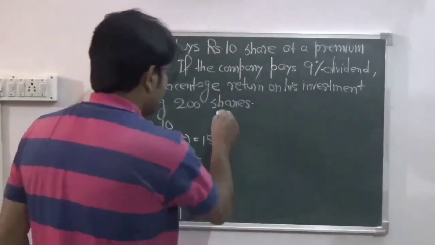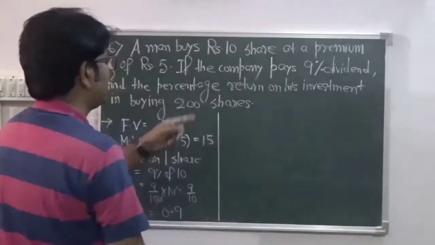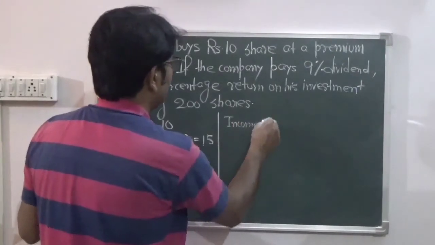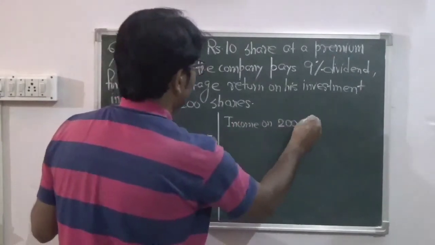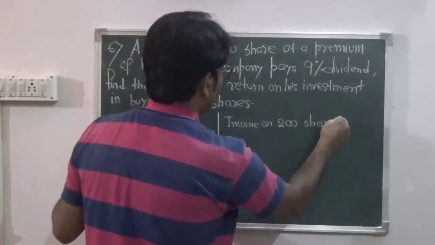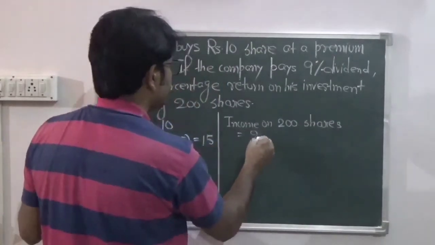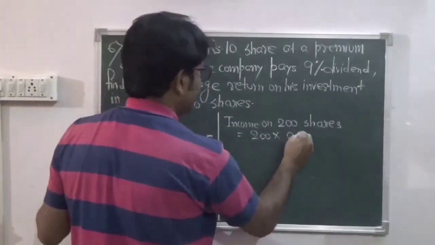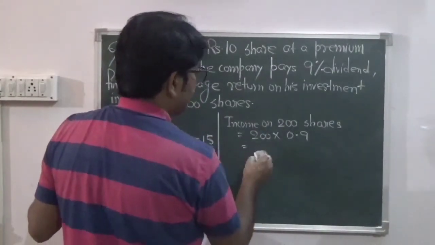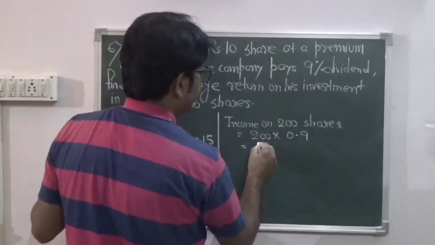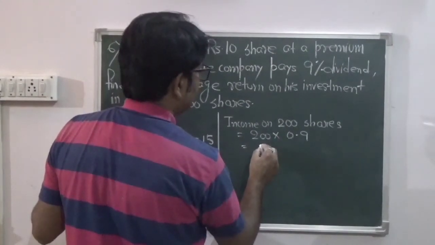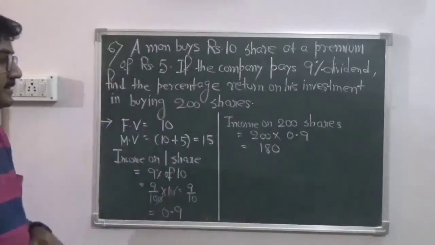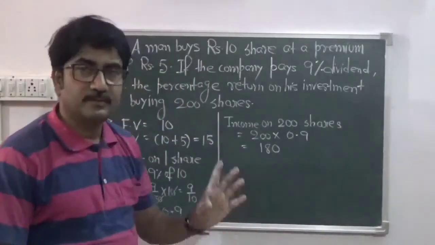Now the total number of shares purchased is 200. So the income on 200 shares is how much? 200 into the income on 1 share, that is 0.9. So 9 by 10 into 200 gives 180. So the income on 200 shares comes to ₹180.